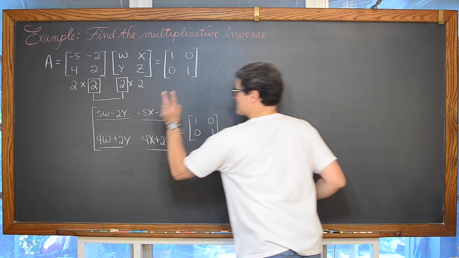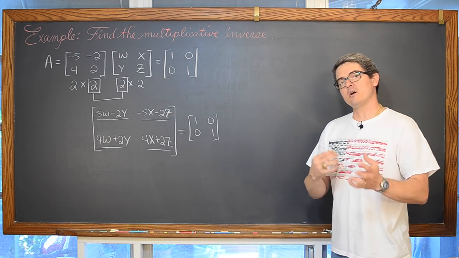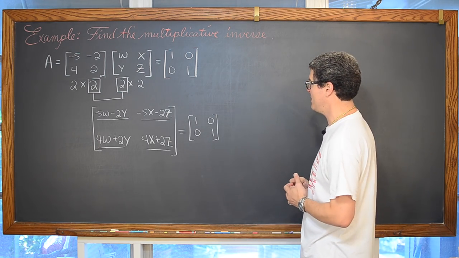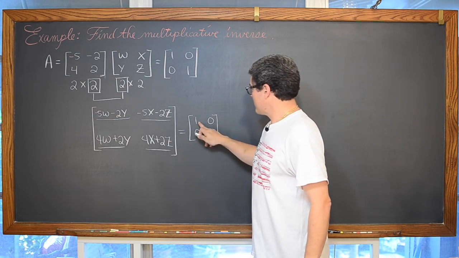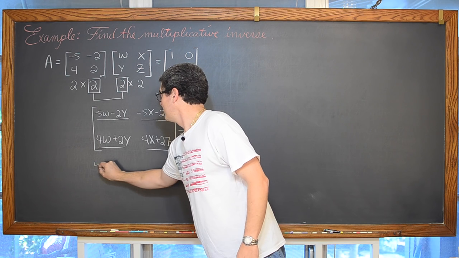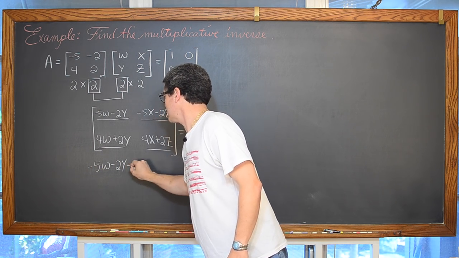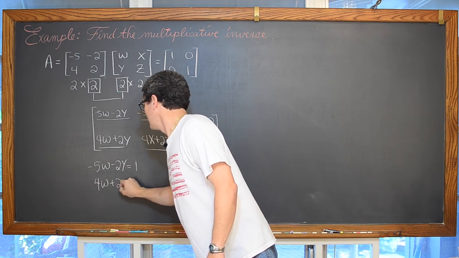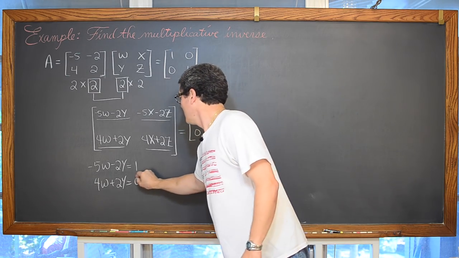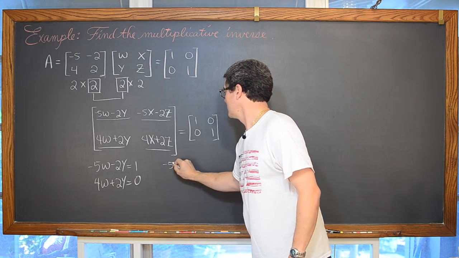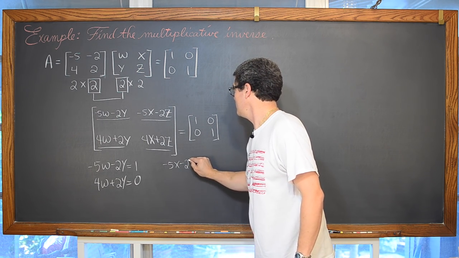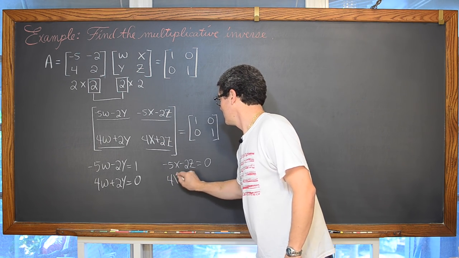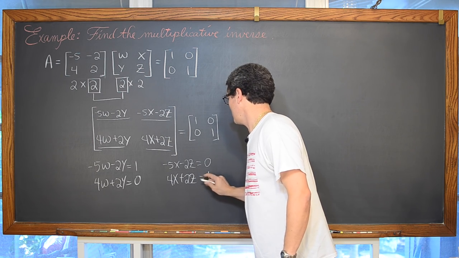Now if this 2x2 matrix is equal to this 2x2 matrix, then all the corresponding elements have to be equal, by the definition of what it means for two matrices to be equal. So first row, first column: negative 5w minus 2y has to be equal to 1, and 4w plus 2y has to equal 0. We have that negative 5x minus 2z has to be equal to 0, and 4x plus 2z has to be equal to 1.